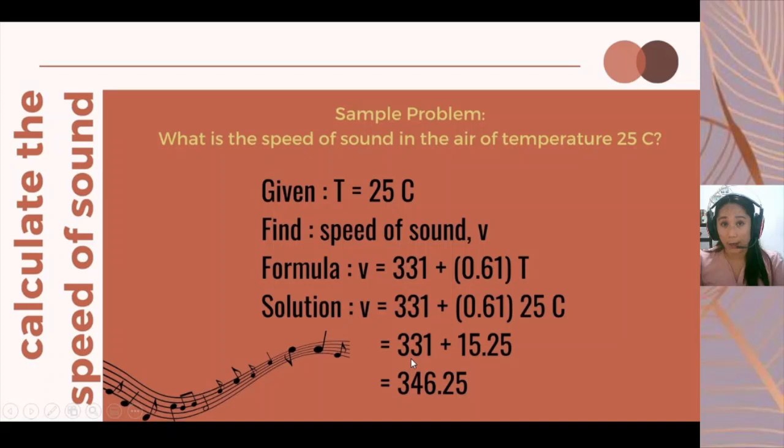Tanen! Diba, parehas na parehas yung sagot. 346. Actually, mas accurate pa nga yung sagot ko kasi may point something pa. Diba? Okay, so that is how you are going to calculate for the speed of sound. All you need to do is to follow the formula, which is 331 plus 0.61 times 25 times temperature.